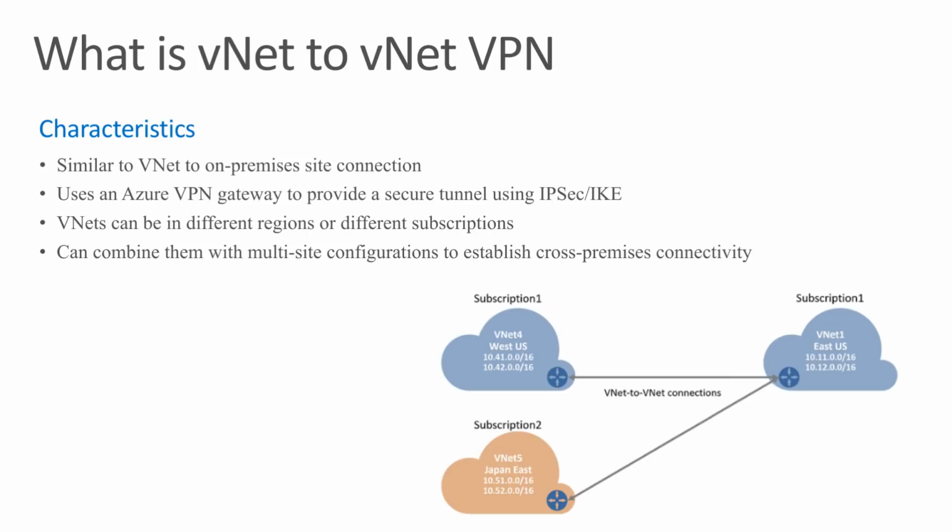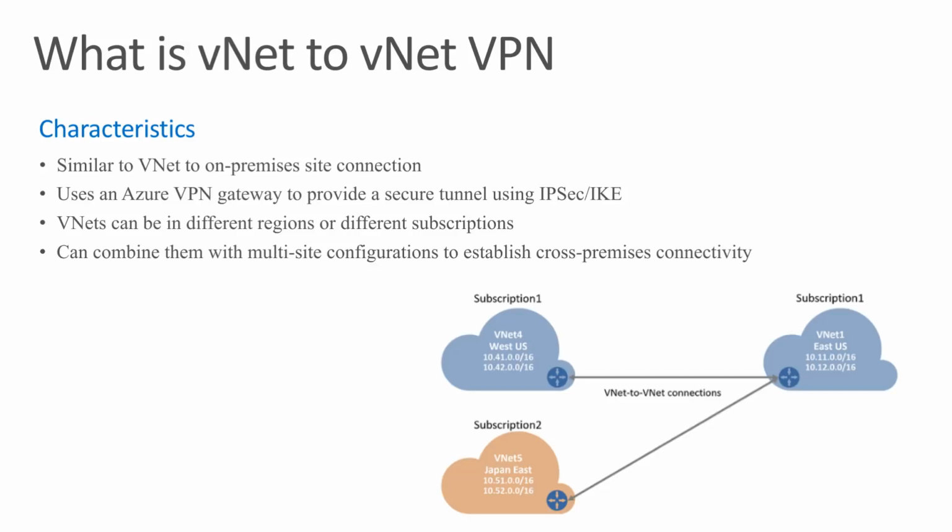A VNet to VNet VPN is very similar in concept to what you would set up for a site-to-site VPN. What I would set up to go from on-premises to Azure is virtually the same as what I set up within Azure to go from VNet to VNet. It uses something called an Azure VPN gateway. Configuring an Azure VPN gateway is actually a really simple process.